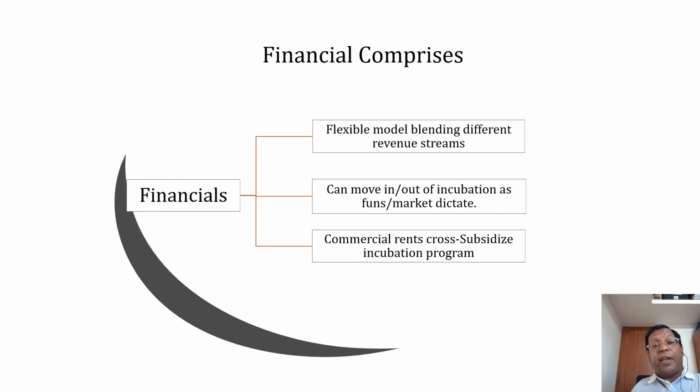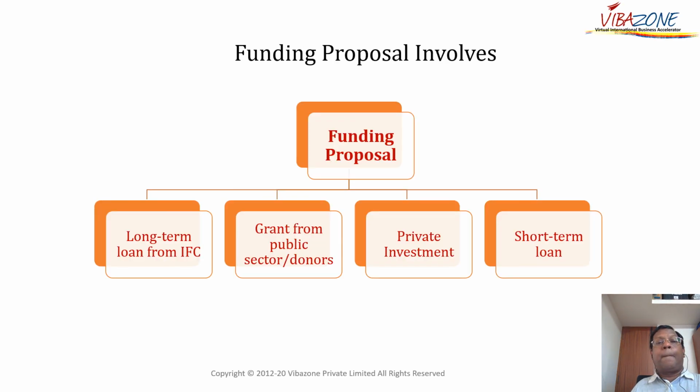Now, in terms of finance, you need to make sure your financial models are bringing in different revenues for you. So you need to ensure that the revenues are coming from different streams. You can move in and out of the incubator as the market dictates. So depending on what happens, you need to make sure the commercial rents cross-subsidize the incubation programs. So these are again important.